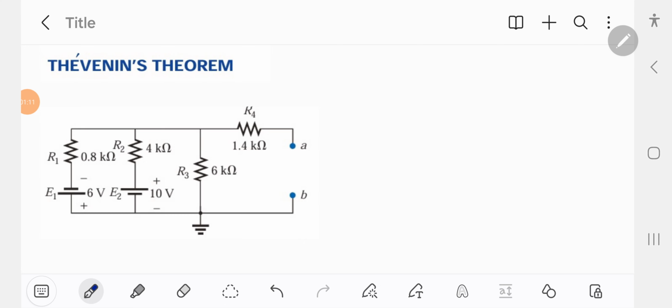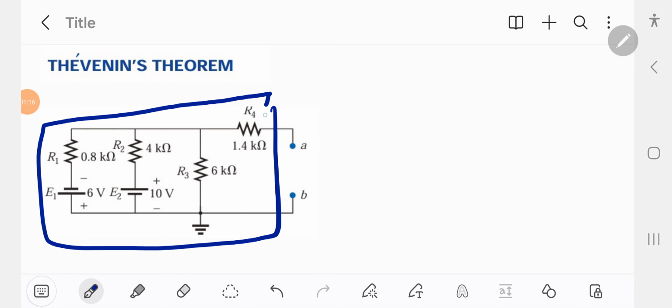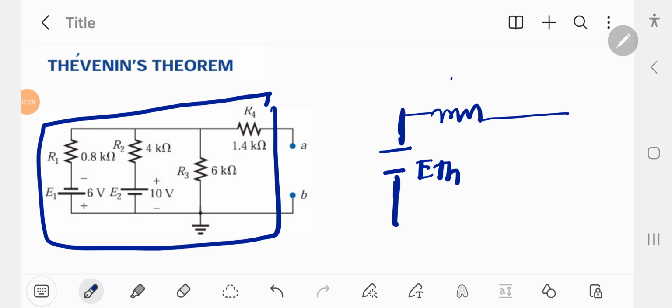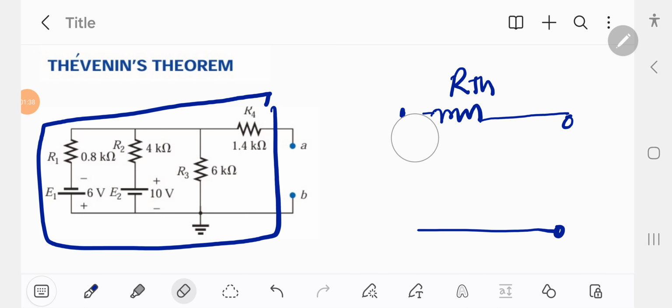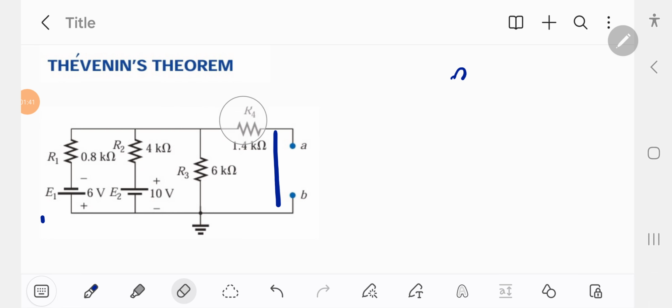Now we will convert this whole circuit into a circuit which consists of ETH, the Thevenin voltage, and RTH. ETH and RTH. So for this we are going to apply some steps.